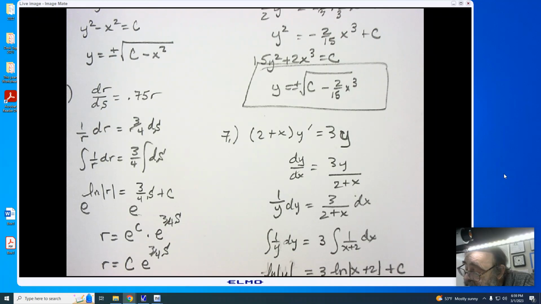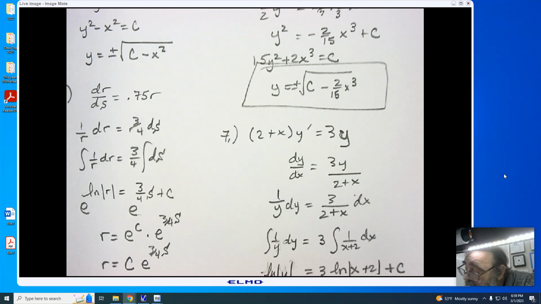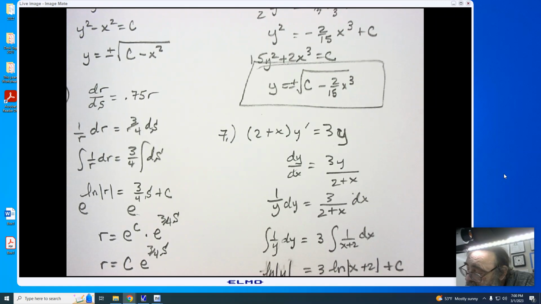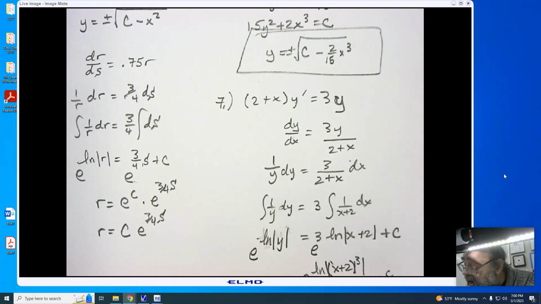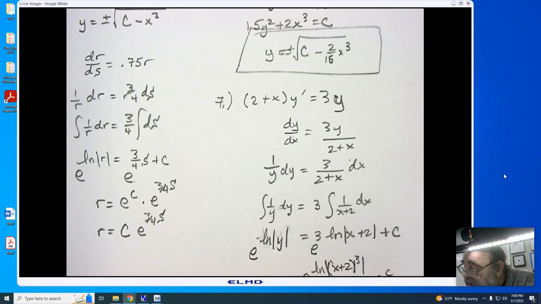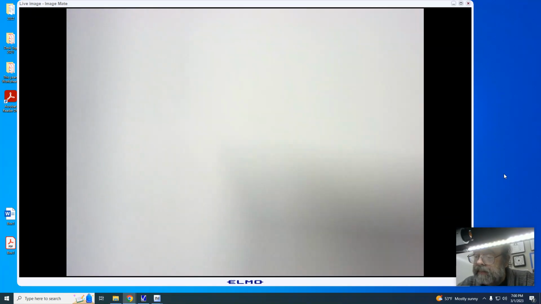And let's just see this as e to the natural log of the absolute value of x plus 2, to the 3rd power, and then I have times e to the c. These are canceling, and it's going to give me y equals c times x plus 2, the quantity cubed. And there's my answer. Let's go to number 9.